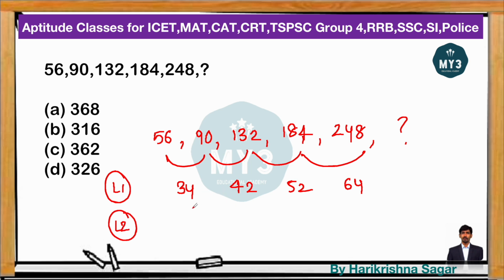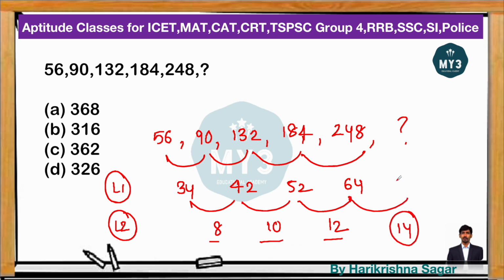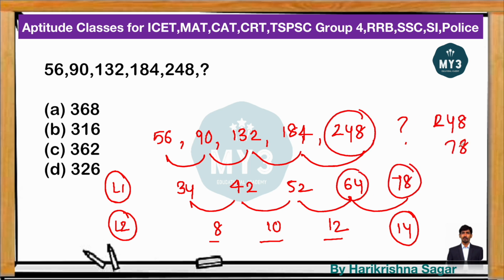So let's look at the level 2 difference. In the level 2 of difference, I am able to see the difference is 8 here, 10 here, and then 12 here. That means 8, 10, 12 are the even natural numbers. After 12, the next number should be 14. If it is 14, this number is 64 plus 14, 78. If it is 78, your final answer is 248 plus 78, and the answer is 326, available as option D. Mark it as the answer choice.